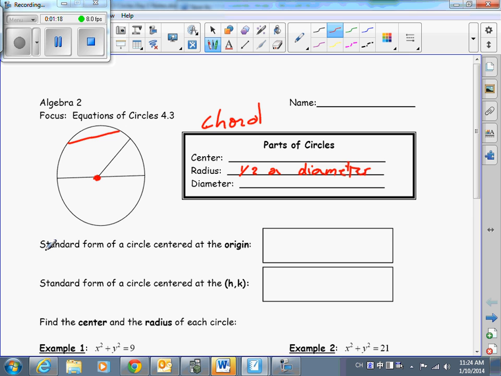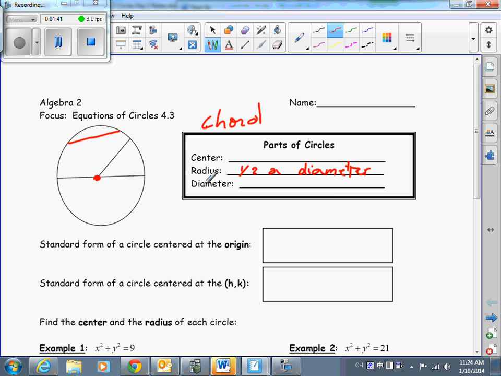A chord just links 2 portions of the circle. C-H-O-R-D. Now, the diameter is the longest chord of the circle. I can define it as the longest chord of the circle, or a segment that links 2 sides of the circle and goes through the origin. You write your own, I'm not writing.